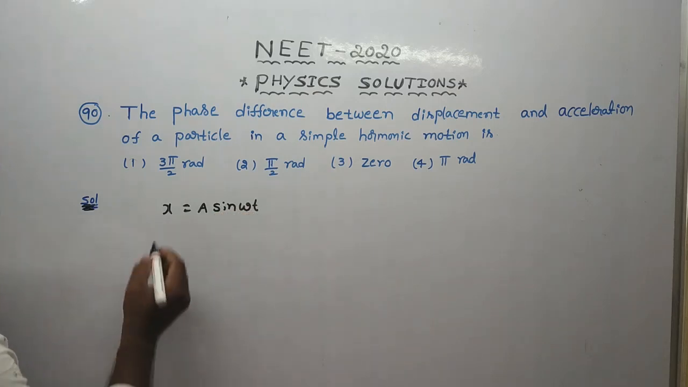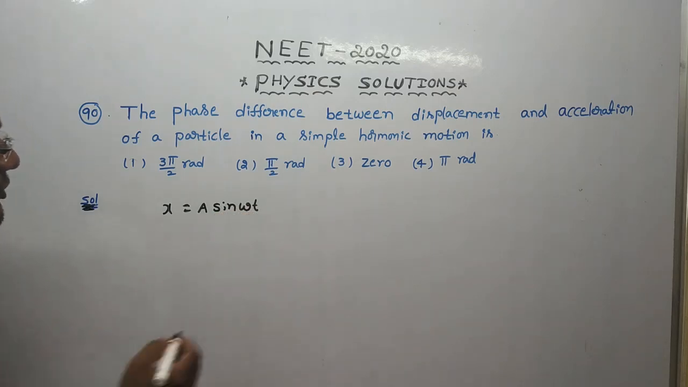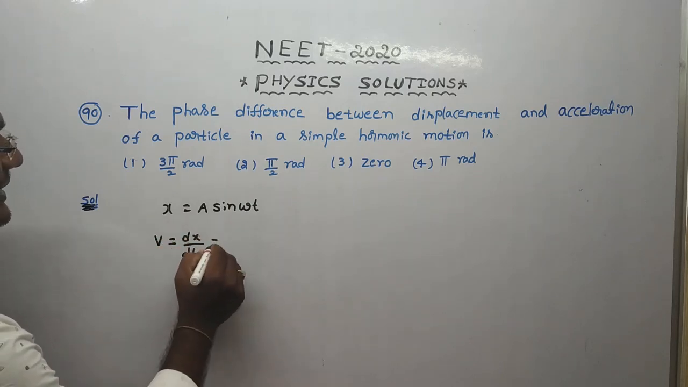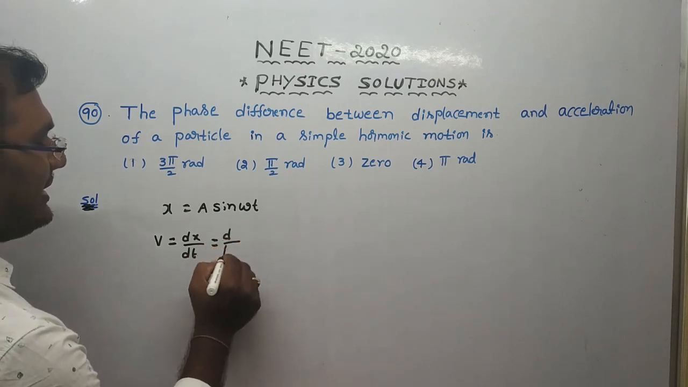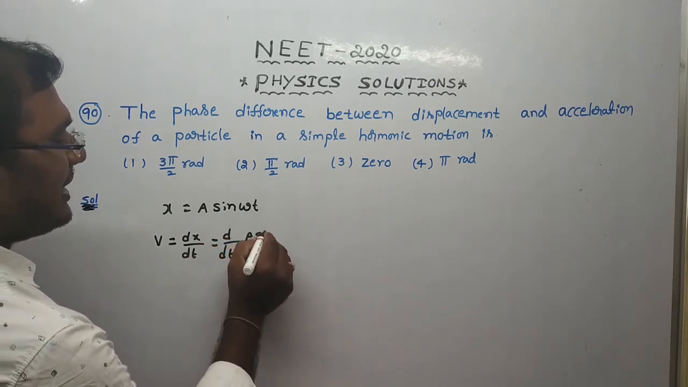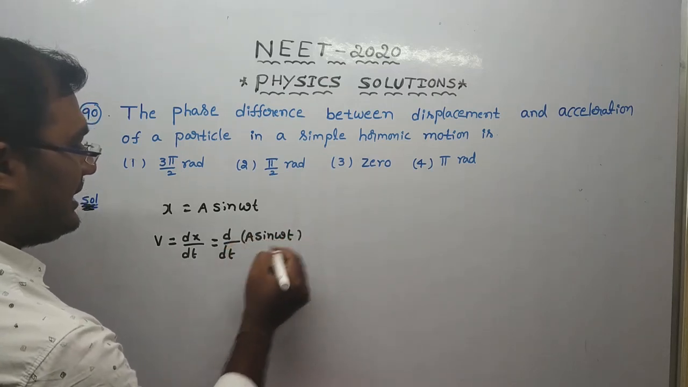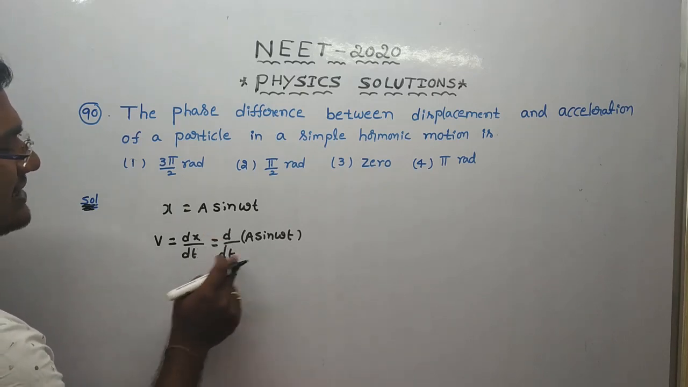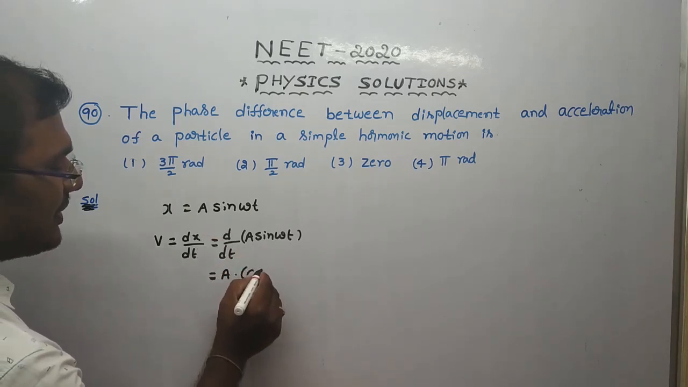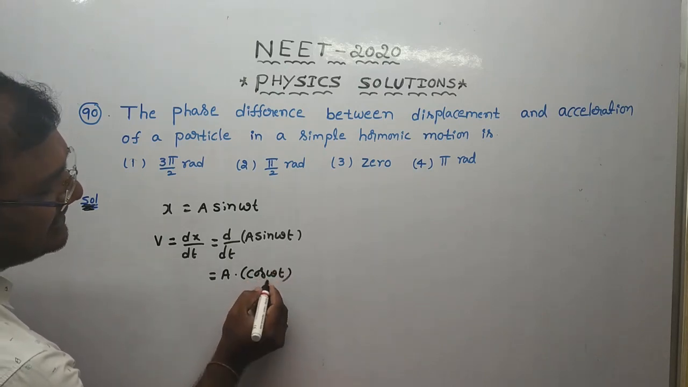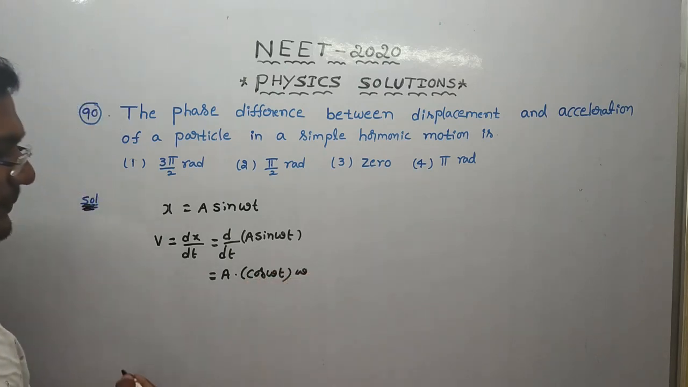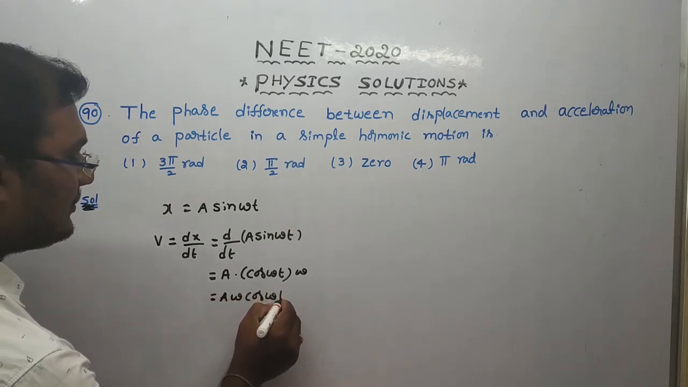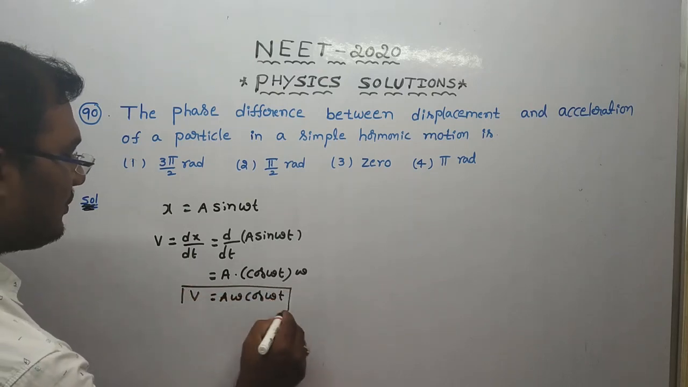We differentiate the displacement with respect to time, we get the velocity v equal to dx by dt, that equals d by dt of a sine omega t. Here a is the constant, so bring it outside. The differentiation of sine omega t is cos omega t. The differentiation of omega t is omega. Therefore, a omega cos omega t, which is the expression for the velocity.